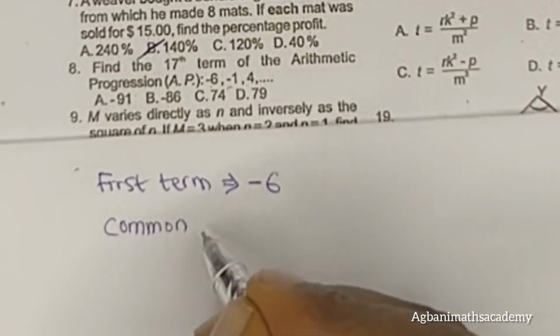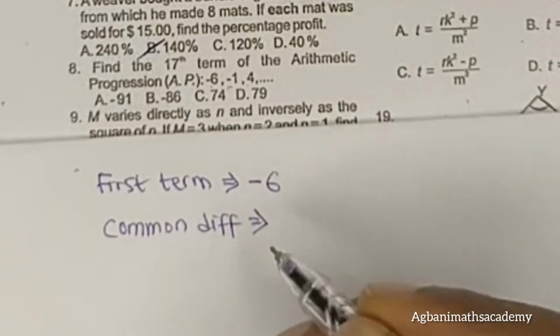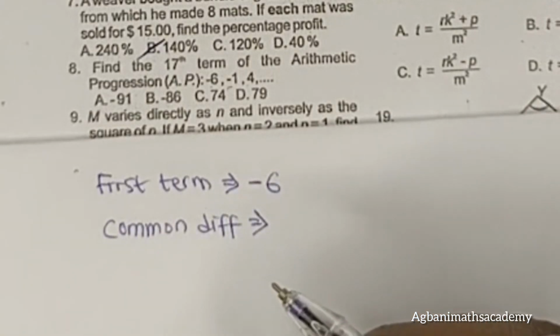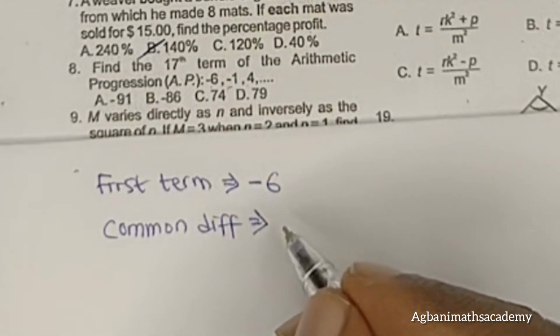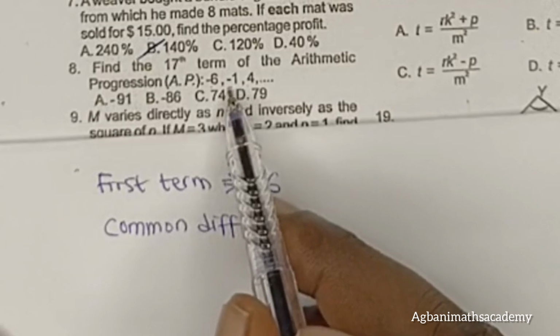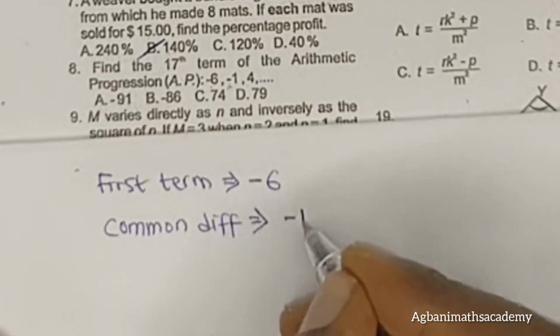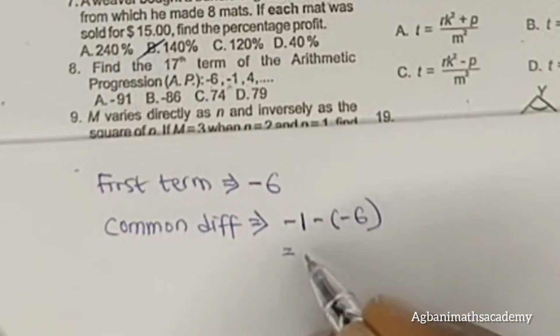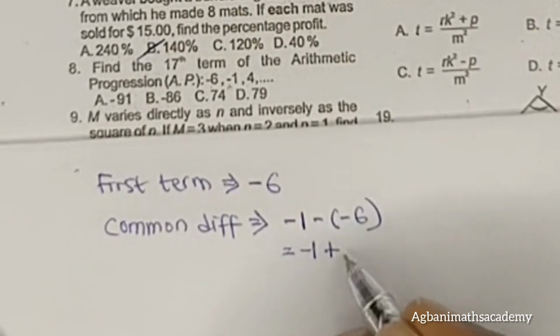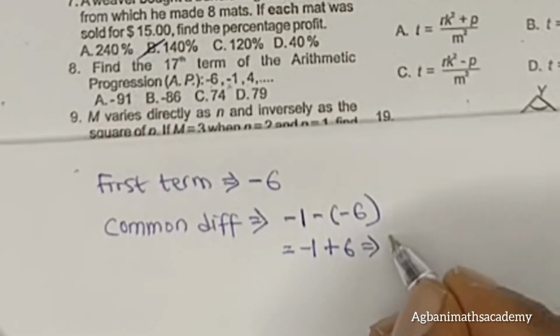Common difference. So the common difference is the constant value by which the numbers are spaced. In an arithmetic progression, there is a constant value that separates each of the terms. To find it, you can simply do the second term minus the first term. In this question, the second term is -1, so -1 minus the first term, which is -6. Minus times minus will give us plus, so +6. So the common difference is 5.